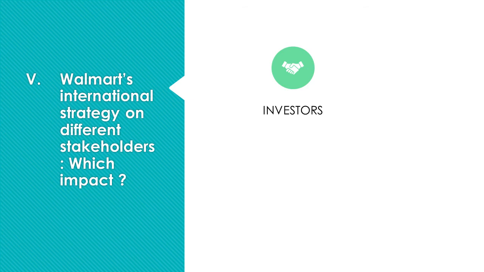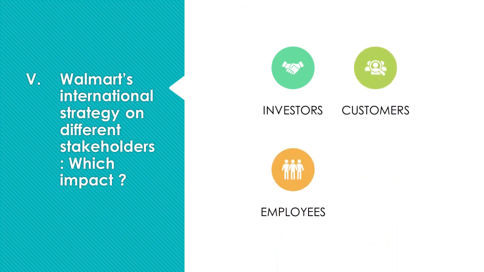We're going to present the Walmart international strategy on different stakeholders and their impacts. Walmart has four main stakeholders, which are investors, customers, employees, and suppliers. The strategy used on investors is to minimize the cost of the company to have a higher profit, hence lowering the cost leads to higher profit. The impact of this strategy is an increase in economies of scale and an increase in the benefits of the company.